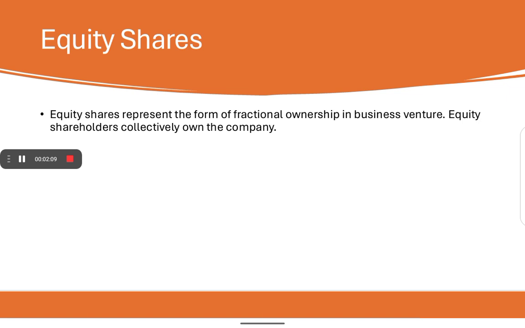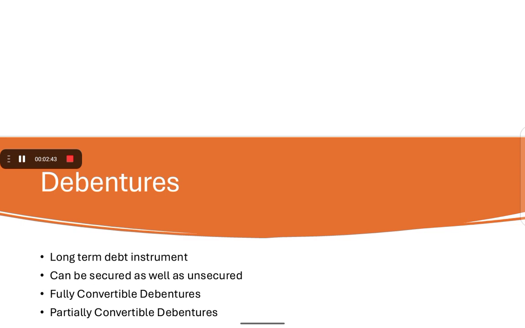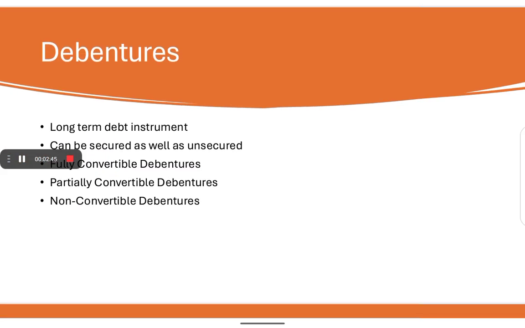These shares are issued by companies, and both retail and institutional investors invest in these companies. The issue of equity shares is regulated by SEBI, that is the Securities and Exchange Board of India, and the regulator under the Companies Act. These can be issued directly by the company or through a stock exchange. Let's come to another security, that is debenture.